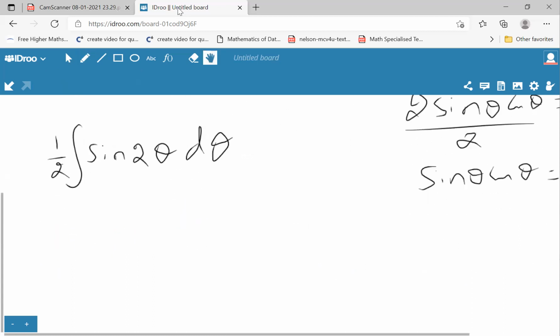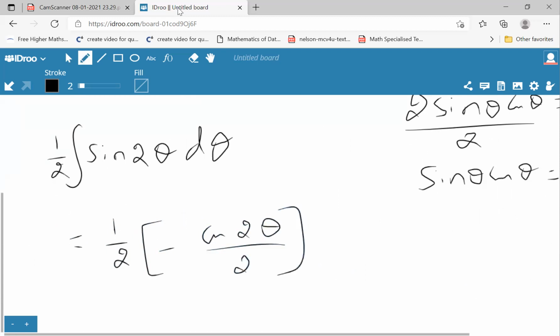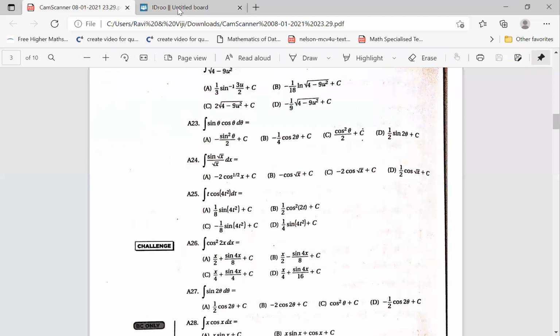Now this is going to be easy to integrate, which is nothing but half of, when you integrate sine 2 theta, you'll get minus cos 2 theta by 2. Remember, in differentiation you multiply by the coefficient of the variable, when you integrate, you divide by the coefficient of the variable. Here 2 is the coefficient, so you have to divide. That gives you 1 by 2 into 1 by 2, so minus 1 by 4 cos 2 theta. Let's see which option is correct. Minus 1 by 4 cos 2 theta. So B option is correct.